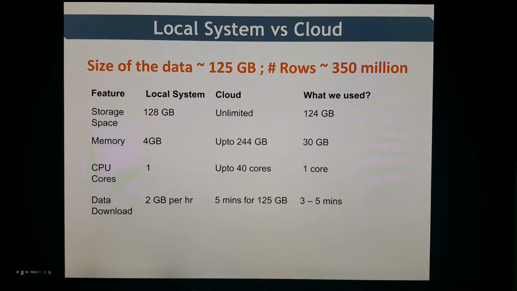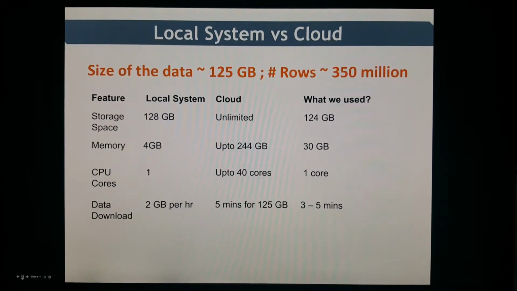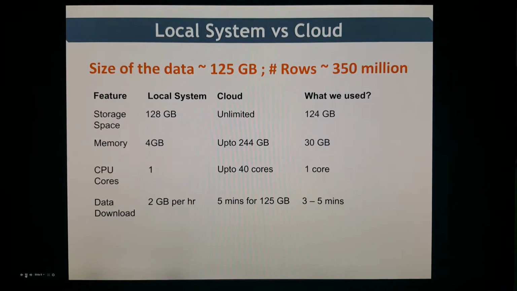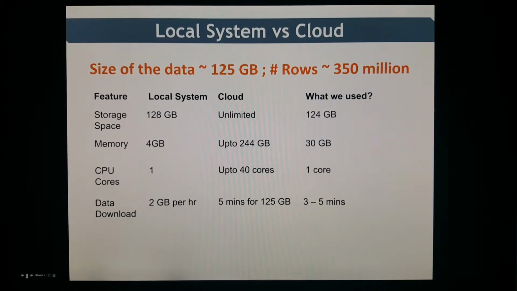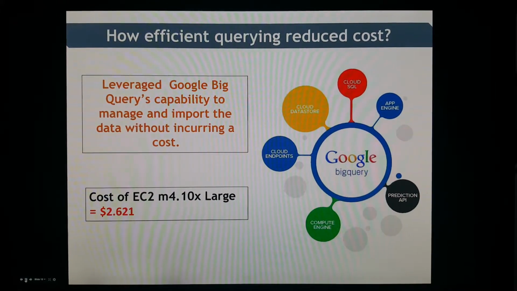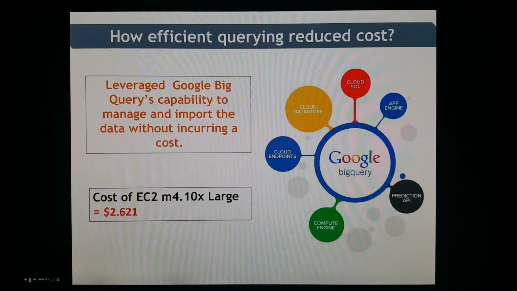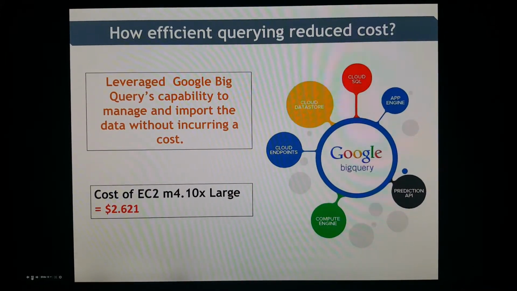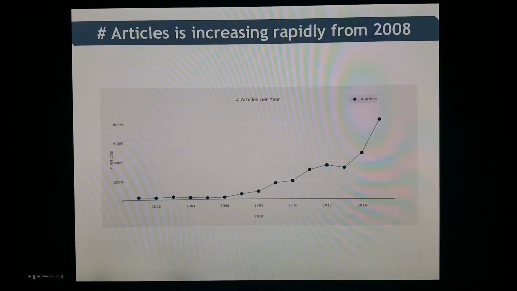So the local system versus cloud. As you can see, the local system has limited resources, and cloud has nearly unlimited resources. What we have used is 24 GB of data, 30 GB of memory space, and 1 core CPU, and the time required to download data was just 3 to 5 minutes. We leveraged Google's BigQuery capability to import data without incurring cost. Had we done this analysis on EC2, it would have cost us $2.50 an hour given the size of the data. Since we used Google BigQuery, we did this analysis free of cost.